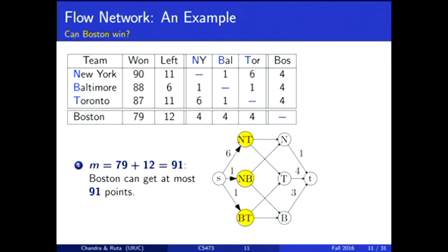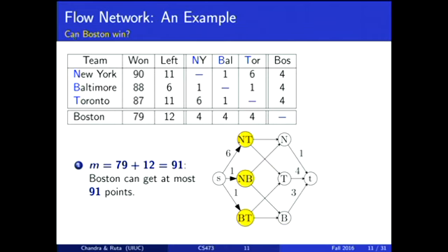And this 4 is the capacity of Toronto. Why? Because Toronto has won 87, and to beat Boston, it has to win 5. So we allow up to 4, no more than 4. If it wins 5, it will beat Boston. So we put capacity of 4, meaning up to 4 is fine. And Baltimore, we allow up to 3. That's the problem. Can we assign these games, 6 games, 1 game, 1 game, to these teams such that we don't exceed this?